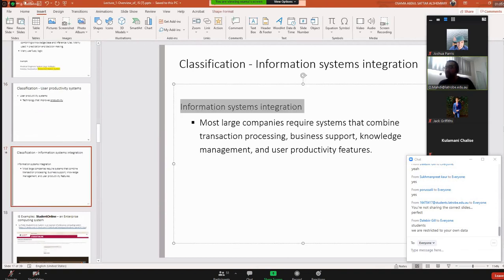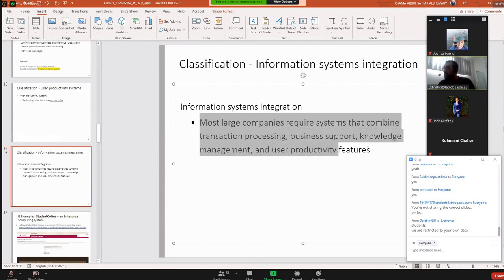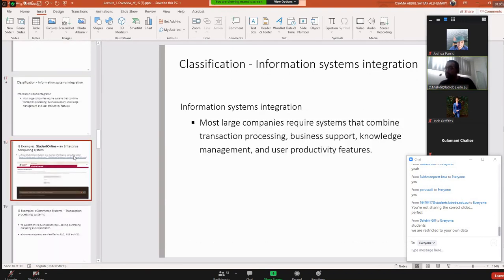Information system integration here. Most large companies require systems that combine transaction processing, business support, knowledge management, and user productivity features. So here, from the name, integration means integrating the features of the information system, and at the end they build an information system that combines all the features in one information system.